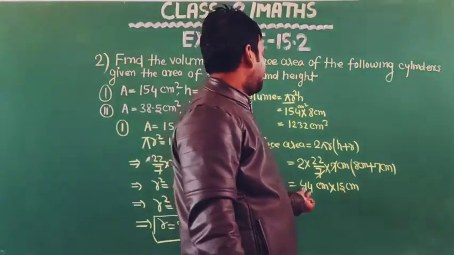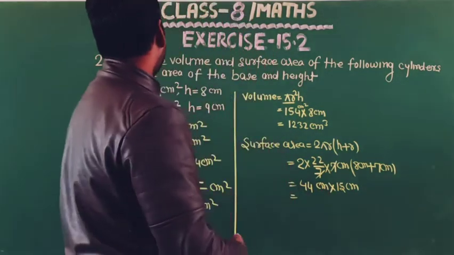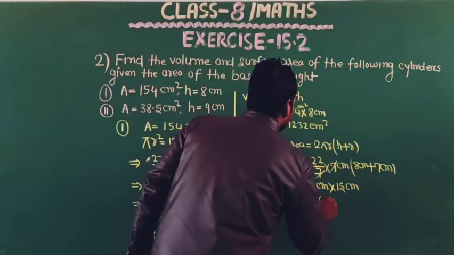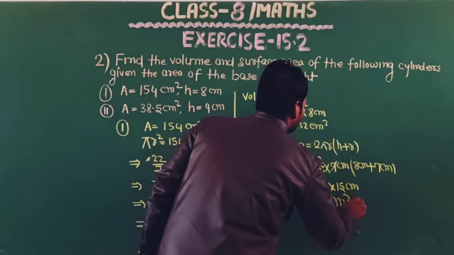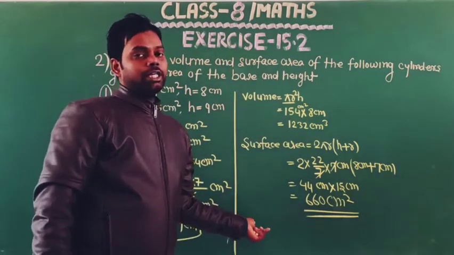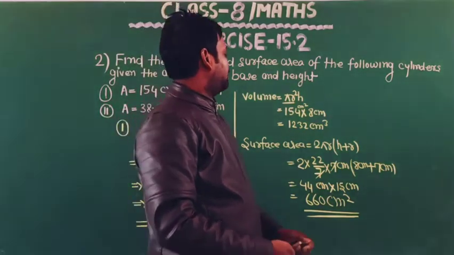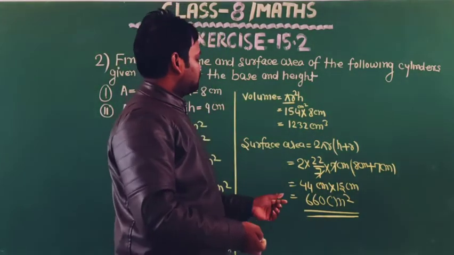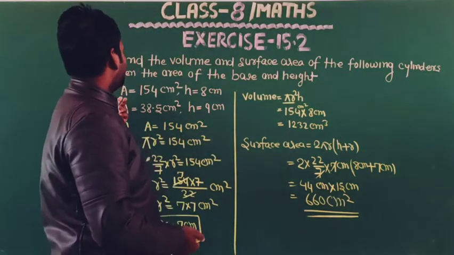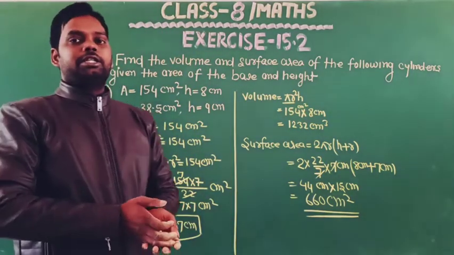We have to multiply 44 by 15 centimeter, so we will get 660 centimeter square. This is the total surface area of the cylinder. So dear children, this is the required answer of the first part of question number two.